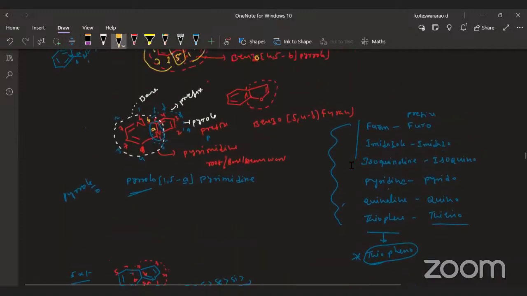In some cases, the fused ring system contains all heterocyclic rings, all the rings are heterocyclic rings. Look at it.